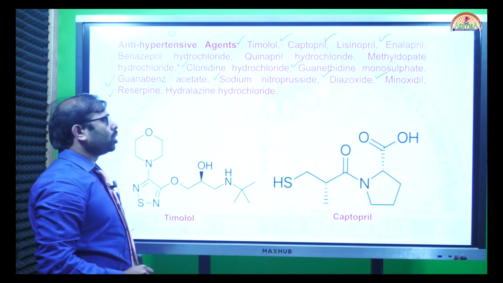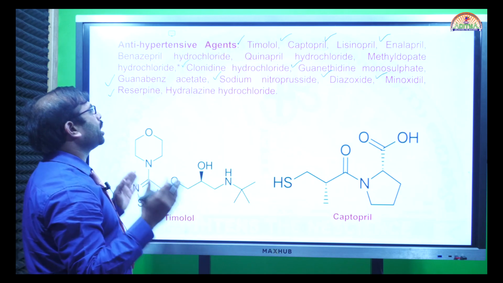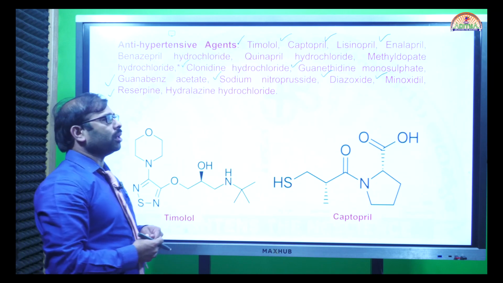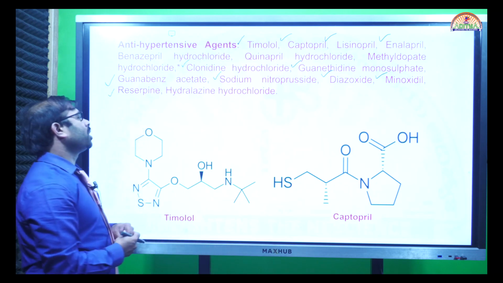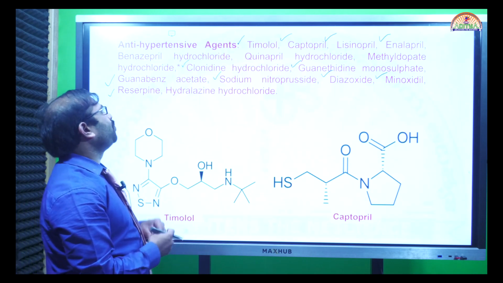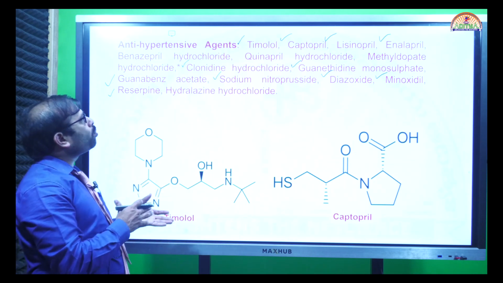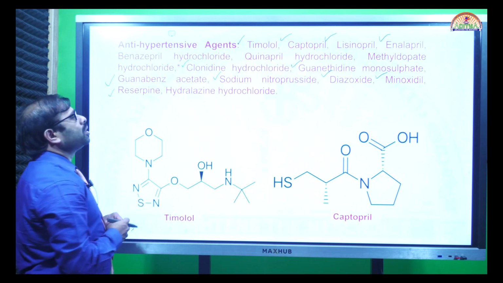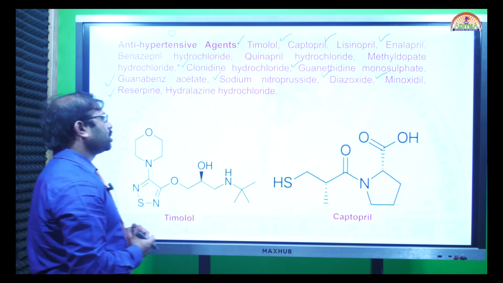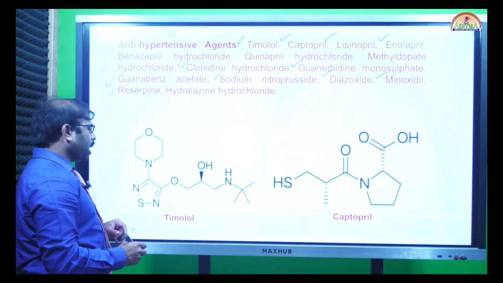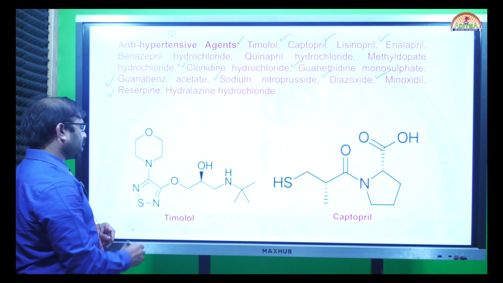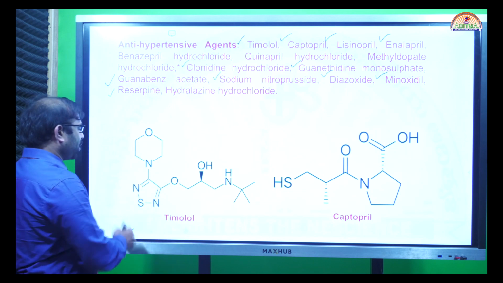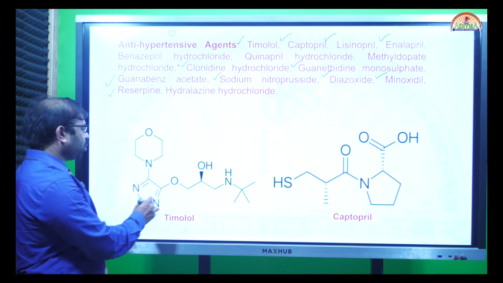Now we are going to learn the structures one by one. We will learn the classification of all these antihypertensives soon, but for now just the structures. If you remember the names like captopril, lisinopril, enalapril, benazepril, these are a class of compounds, where 'pril' is basically a suffix. In this case, timolol is a heterocyclic compound, a heterocyclic ring having both nitrogen and sulfur, etc.